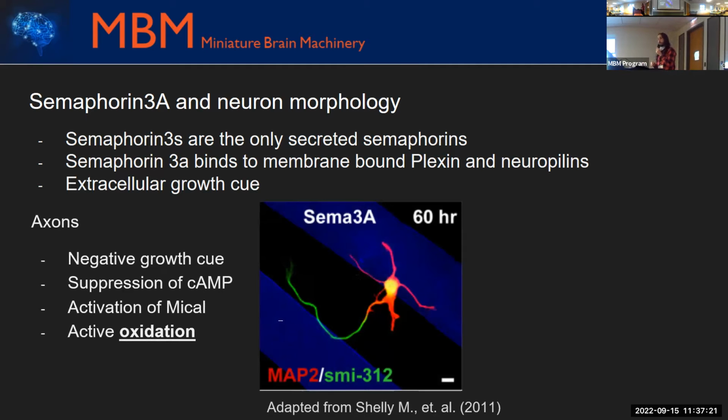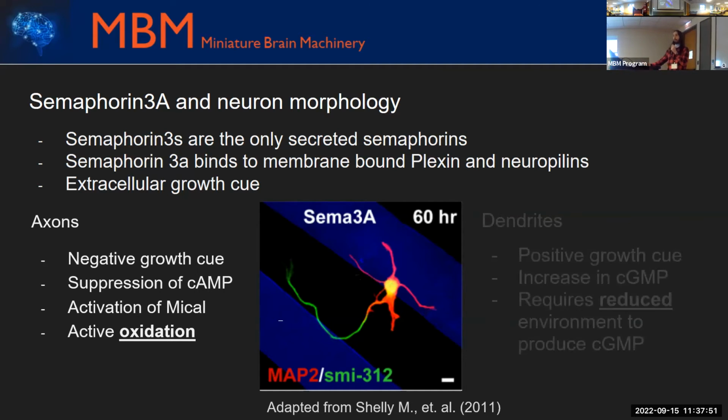For axons, it functions as a negative growth cue. It was originally called collapsin because it causes a catastrophic collapse of the axon growth cone. So it happens within minutes. It also causes suppression of cyclic AMP and activation of MICAL, which causes that collapsing. And that function of MICAL is done via active oxidation. MICAL itself also generates hydrogen peroxide. So we can think of the axon, this function downstream of semaphorin 3A, as being highly oxidative.